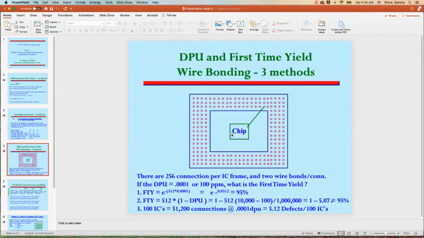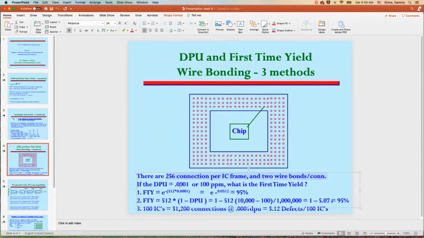And they go by double. So they've gone as much as 1,000 connections or 500 connections, and then solder bumps underneath the chips to reduce the amount of real estate, so you can cram the electronics in the iPhone and things like that. So there's 256 connections per IC frame and 2 wire bonds per connection. So wire bonding was a very important operation in the IC manufacturing process.